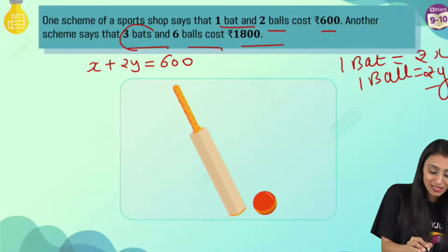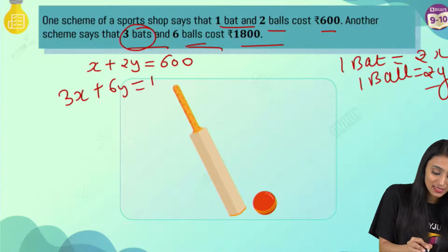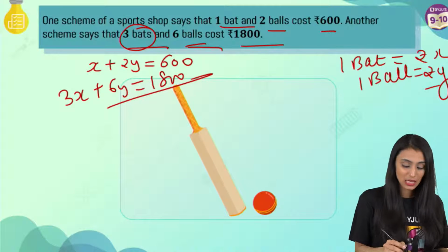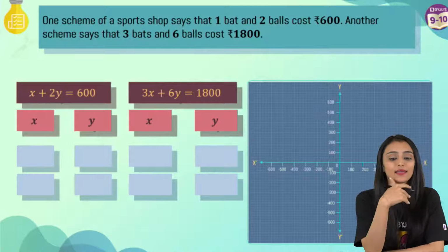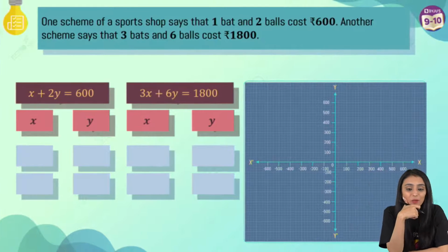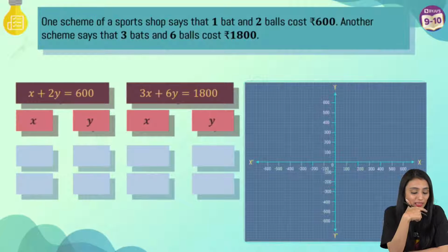And another one is going to be 3 bats. That's going to be 3x. The cost for 6 balls is going to be 6y. That equals 1800. We are ready with the equations. Now I need the points. Yes, I need the points now. Quickly.